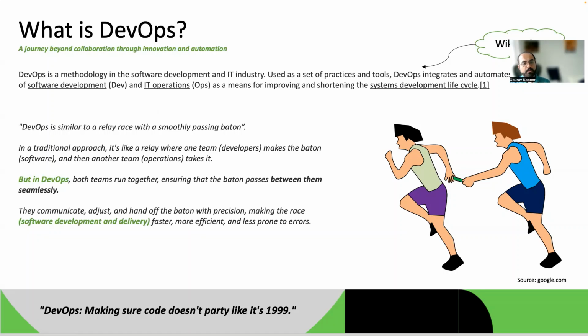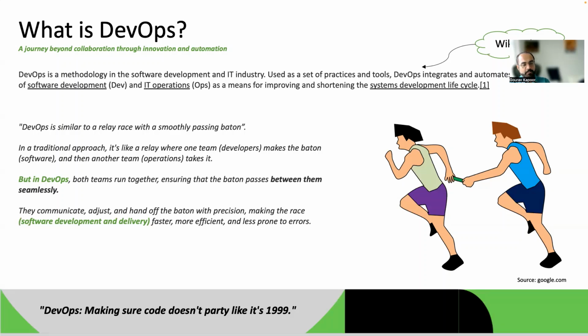So what used to happen in a traditional approach, or I would say pre-DevOps era, is like a relay where one team, the developers, essentially creates the baton, which is essentially our software or the product. Then another team, operations, takes it from there. So it's usually a sequential handoff, what you will see. And sometimes that handoff can be a bit rough, and some of us probably can relate to that, or maybe more of us can relate to that.